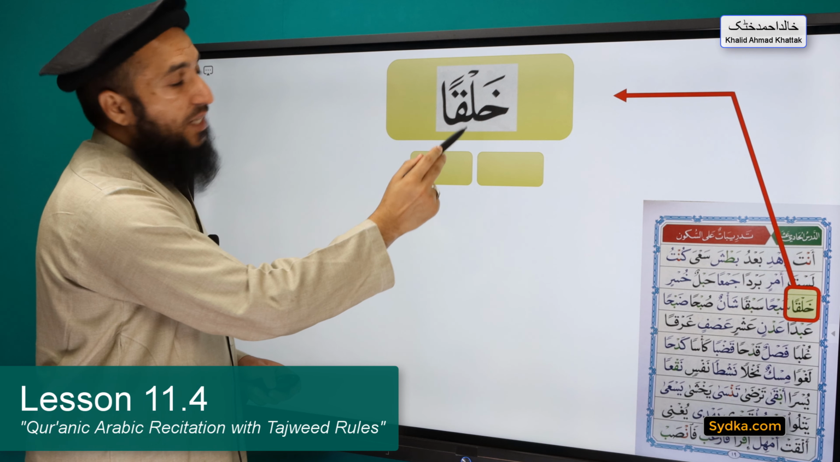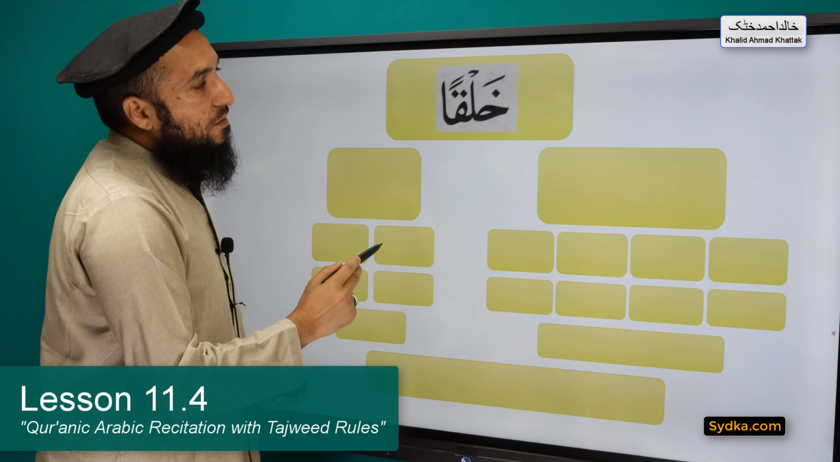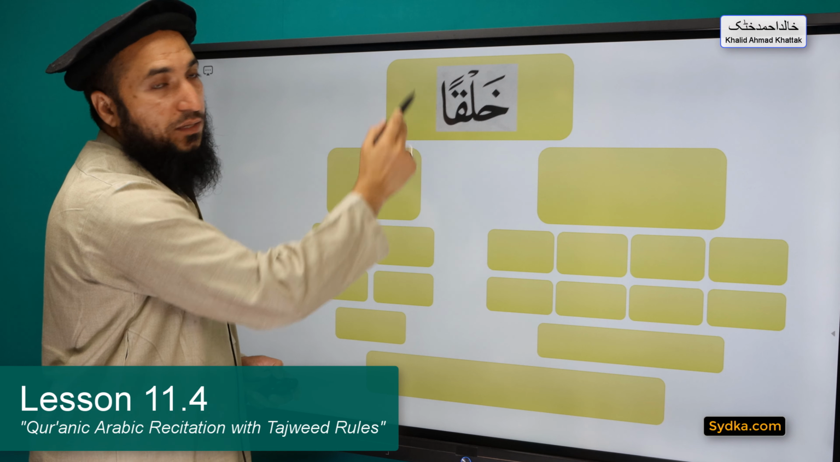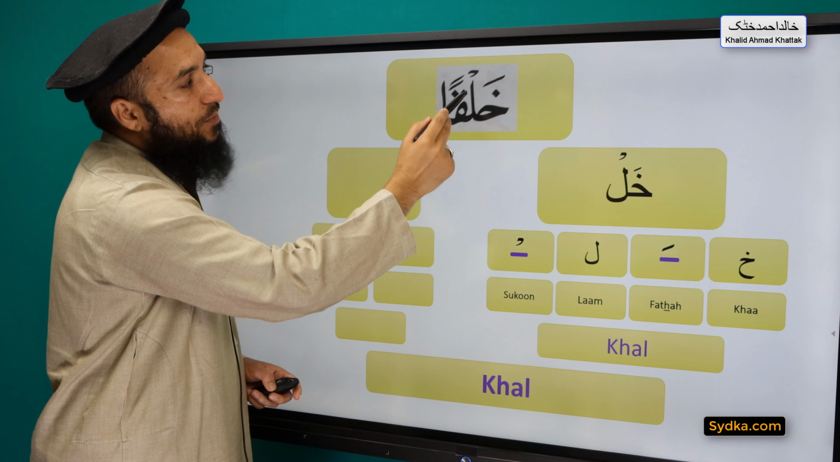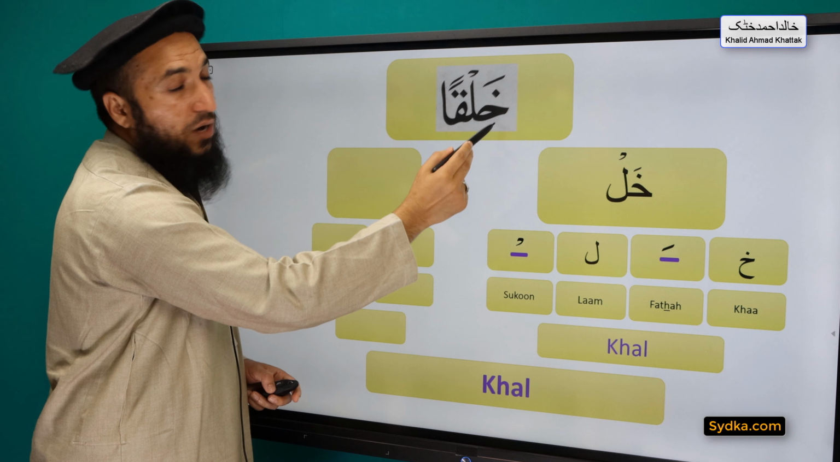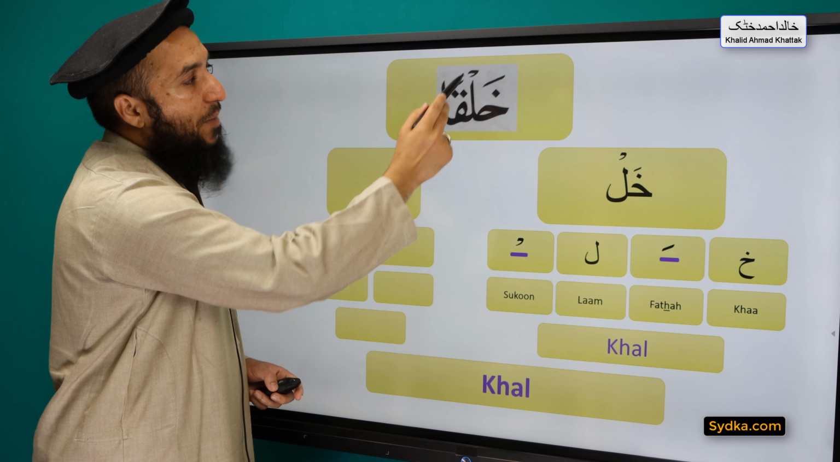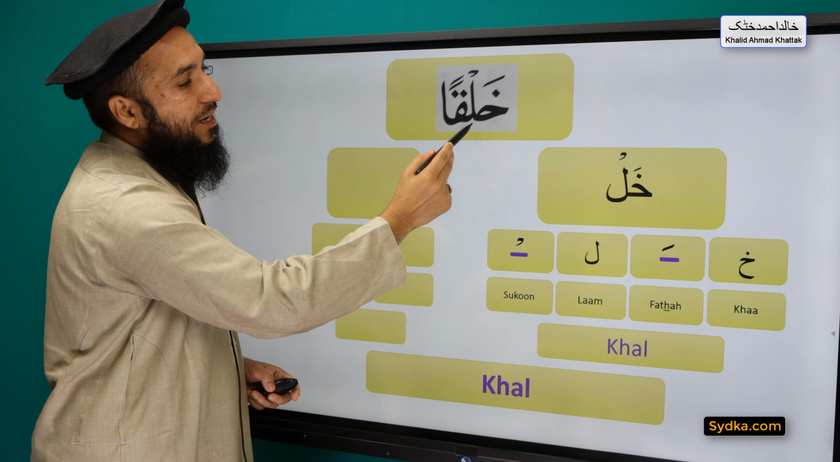The next word we have is khalqan, and it can be divided into two syllables. The first one is khal, the second one is qan. So the first syllable is kha fatha lam sukoon khal. Kha is a heavy letter, it has fatha on top of it, it is followed by lam, and lam has a sukoon. Kha fatha lam sukoon khal.